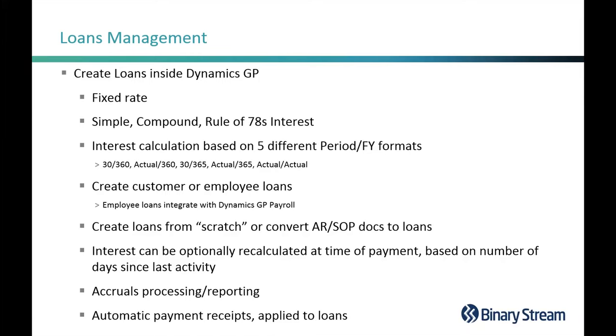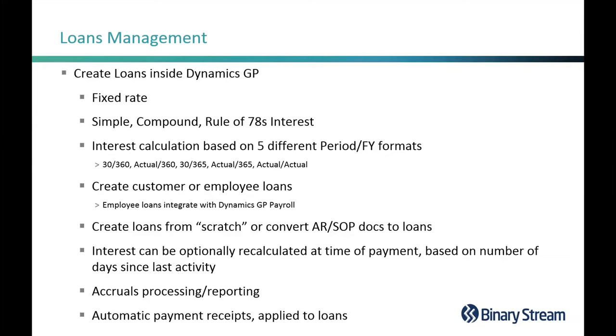We run the accruals processing, very simply prints out a report and says, here you go, here's what you've accrued. When you look at the payment schedule, it shows the number of days it has been accrued. When the payment is made in the next period, we reverse the accrual and book the actual. So each period gets its correct amount of interest revenue, even though the cash flow, of course, happens when the payment is made. We also have automatic payment receipts applied to the loans.